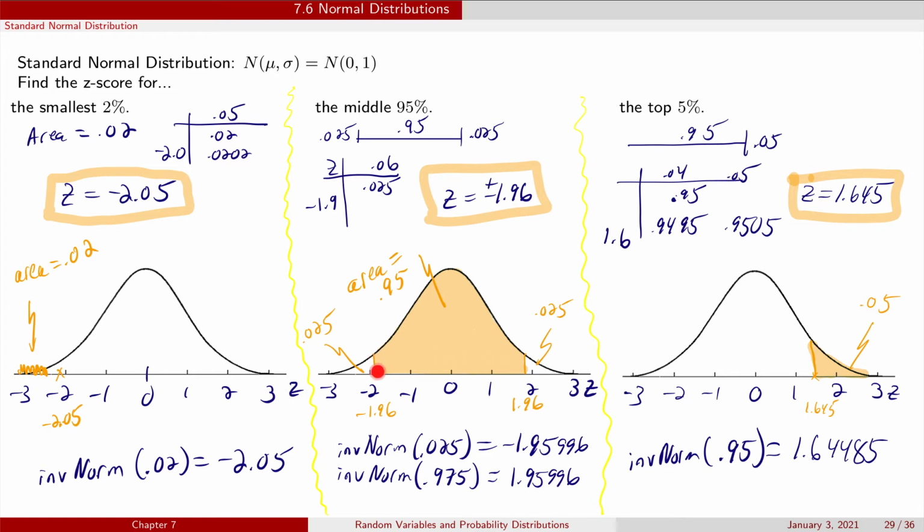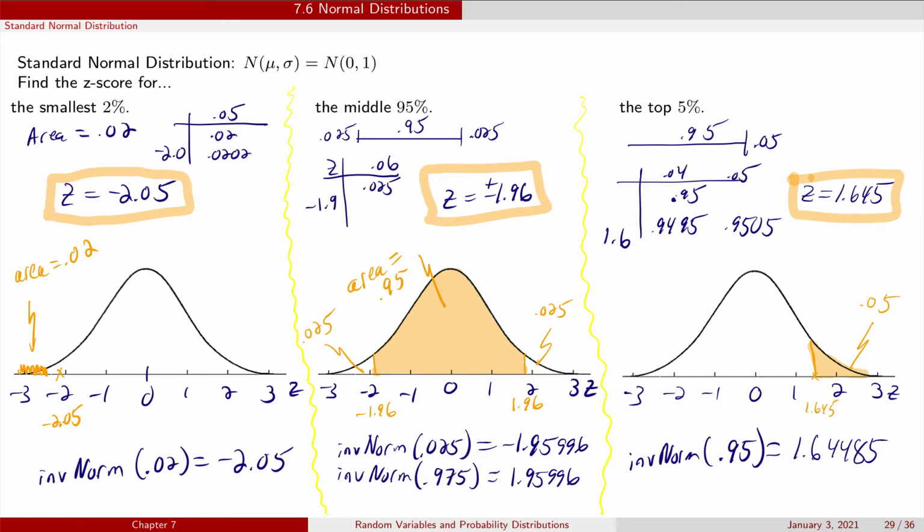Now, because of symmetry, I know that if this is negative 1.96 standard deviations below average, then this would have to be 1.96 standard deviations above average. And this area of 0.025 has to be the same as this area of 0.025. 0.025 plus 0.025 is 0.05, which means the middle part is 0.95, which is what we were looking for. So again, checking inverse norm of 0.025, if I give you an area of 0.025, what's the z-score? Negative 1.96. If I give you an area of 0.975, which again, from this point all the way down is 0.95 plus 0.025, 0.975 is the area from that point down. That z-score is 1.96, but we found this just by using the symmetry part of a z-table.